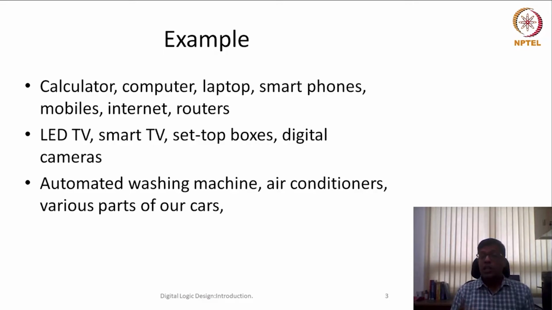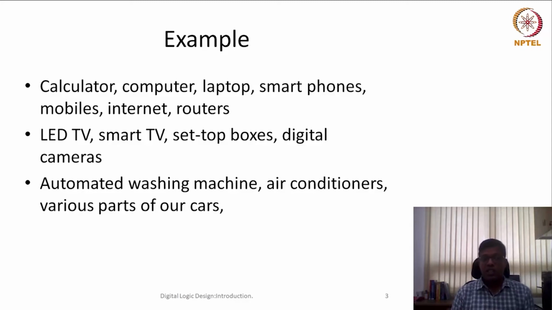Then we can say probably the internet, or the devices associated with the internet. They're all also digital in nature. Yeah, correct. Can we think a little bit outside? Can we see in our homes, in our houses, some more digital systems? These days, most of us would have LED TVs or LCD TVs. Some of us also have smart TVs. They're also a completely digital system.